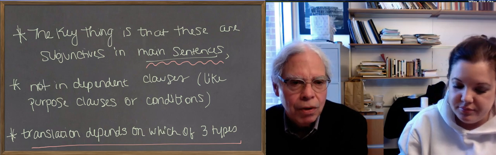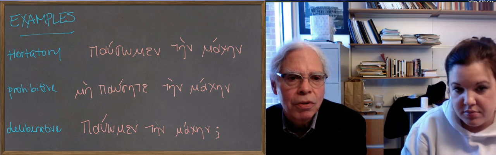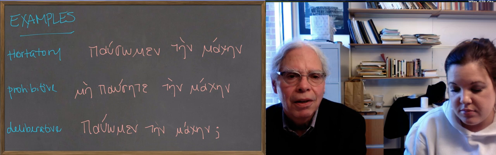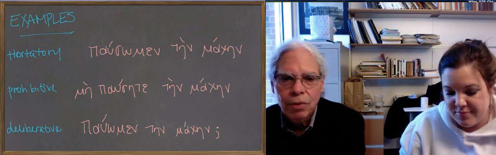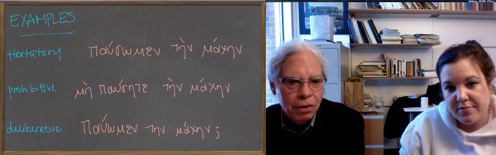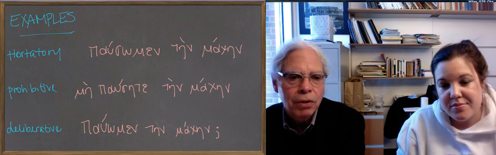All right, so here are our three examples. The hortatory one, the exhortation, pausōmen tēn machēn. You could put an exclamation point after it. Let's stop the battle, okay? You're exhorting a group. Mē pausōmen tēn machēn. Don't stop the battle, okay? Again, telling people not to do something.